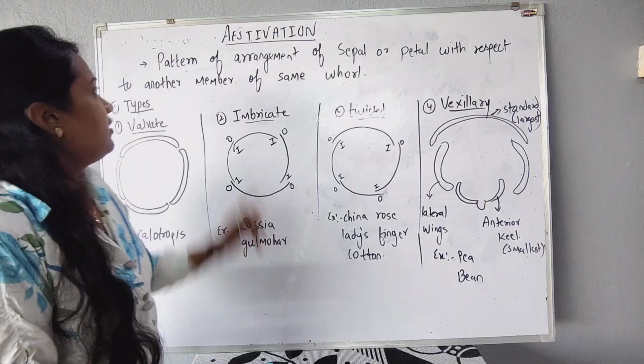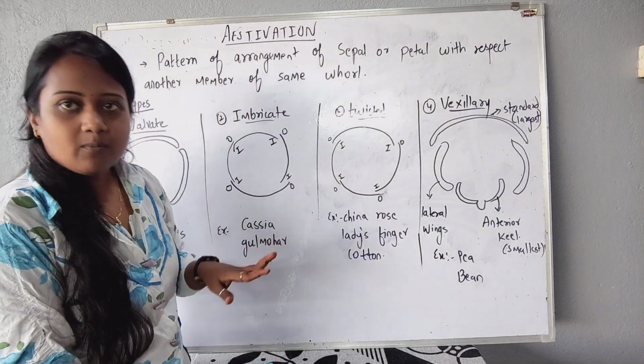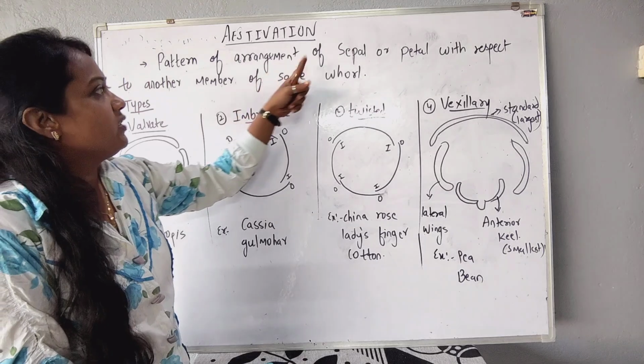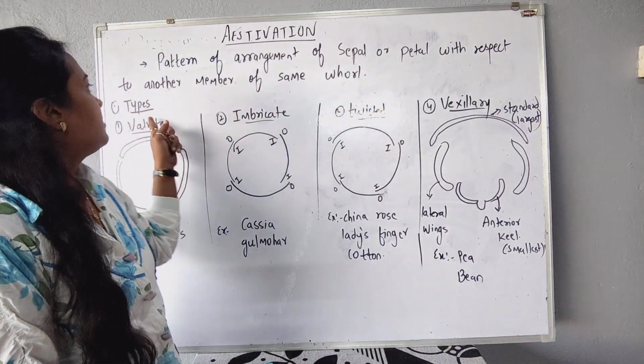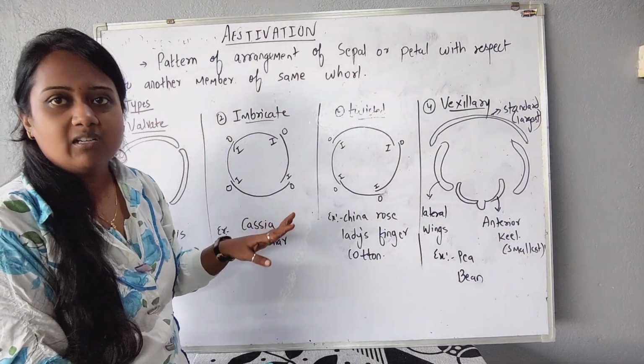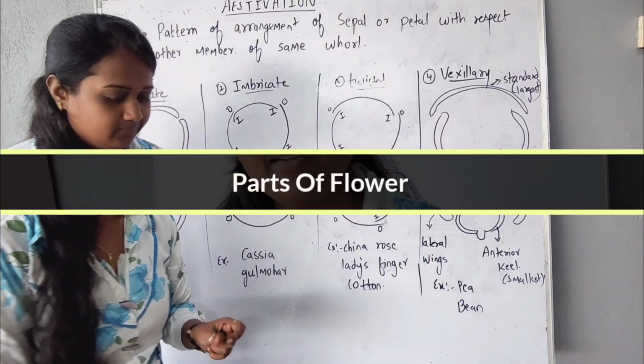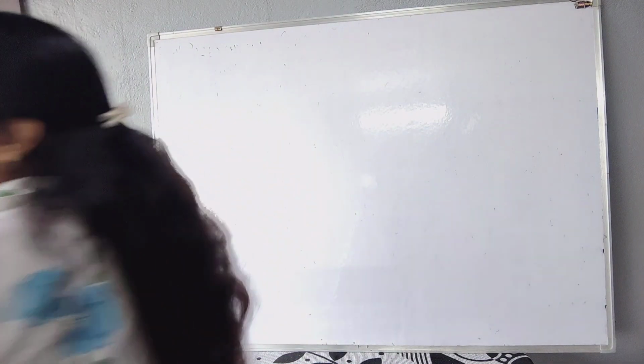Again, today's topic is aestivation. Aestivation is the pattern of arrangement of sepal or petal with respect to another member of same whorl. So let's start with the whorl. Let's understand the meaning of whorls of a flower, because to understand aestivation, it's important to know what a whorl is. Let's begin with the whorls of the flower.